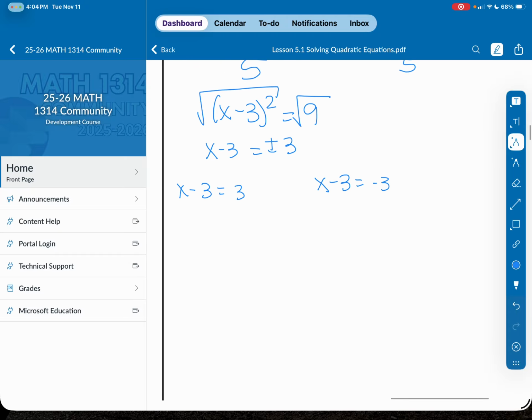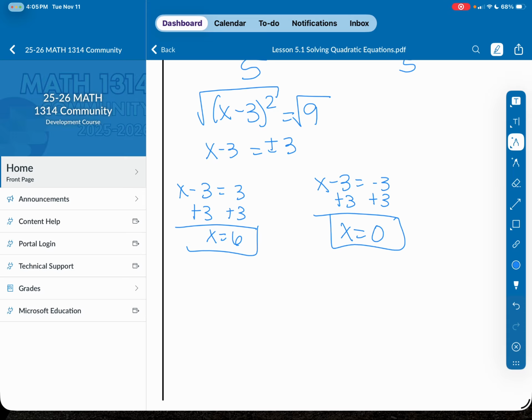Okay, and so now I'm going to solve it for x. So I add 3 to both sides, and I get x equals 6. And I add 3 to both sides, and I get that x equals 0, which is okay, x can be a 0. That's fine.